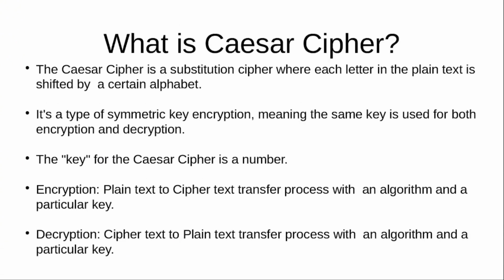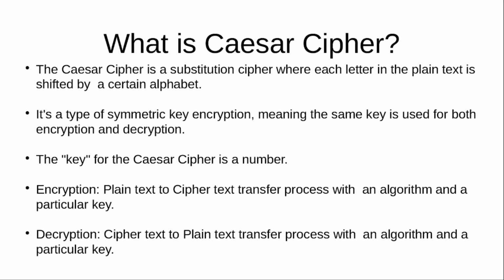Now, what is Caesar Cipher? The Caesar Cipher is a substitution cipher where each letter in the plain text is shifted by a certain number of places in the alphabet. It's a type of symmetric key encryption, meaning the same key is used for both encryption and decryption. The key for the Caesar cipher is a number.